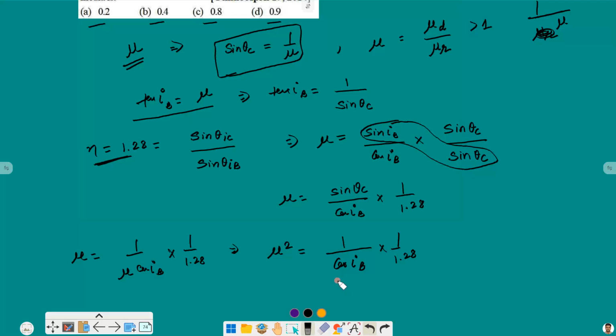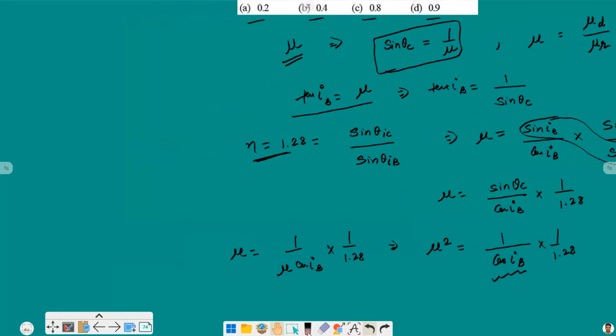Now the only thing left to calculate is cos of IB. For that we can again use tangent of IB, and for that we will use Pythagoras theorem. We know that tangent of theta, or here tangent of angle IB, is equal to mu. So the perpendicular will be mu and the base will be 1. So this side will be under root of mu square plus 1, and from this we can calculate that cos of IB will be equal to 1 by under root 1 plus mu square.